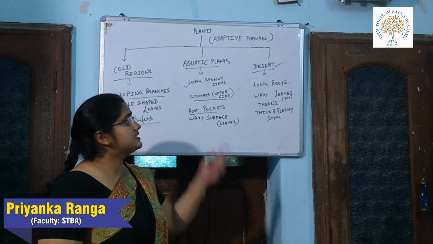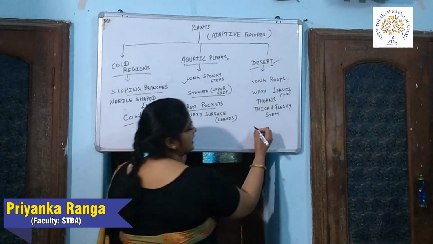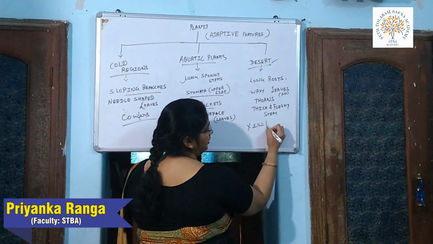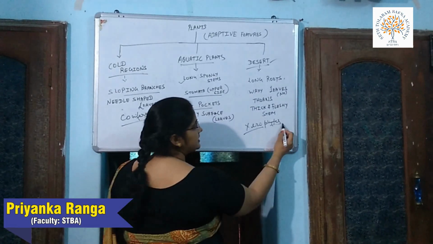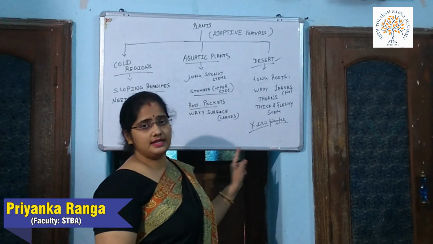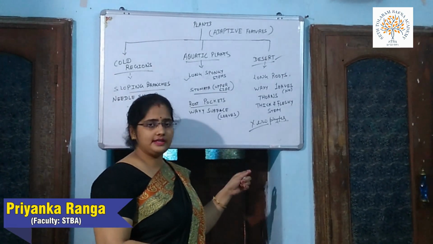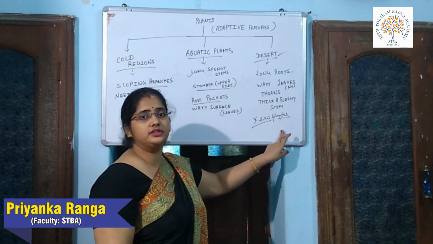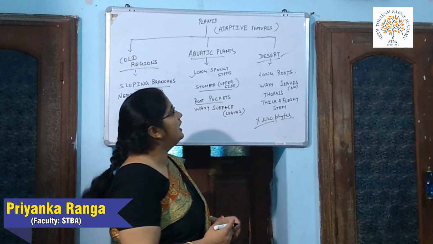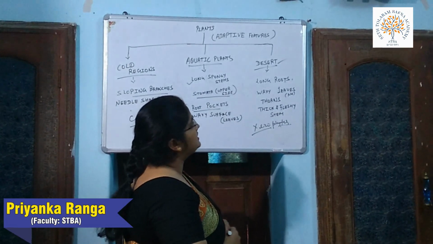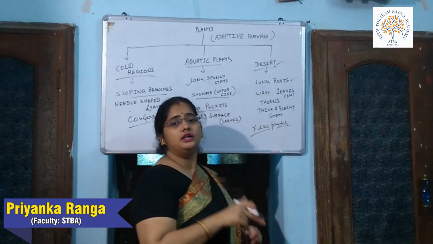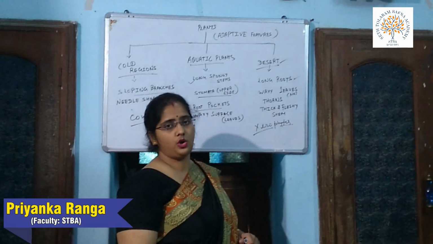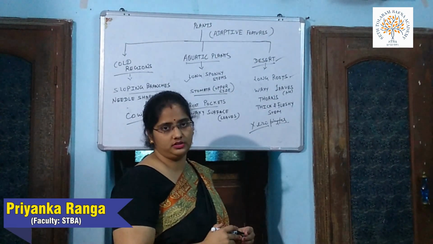First of all, the desert plants are known as xerophytes also. What is xerophytes? Xero means dry and phytes means plants. That means the desert plants have to live in the dry climate, so they are known as the xerophytes. What are their adaptive features? The desert plants have long roots. Why do they have long roots? So that they can move deep inside the soil in search of water.